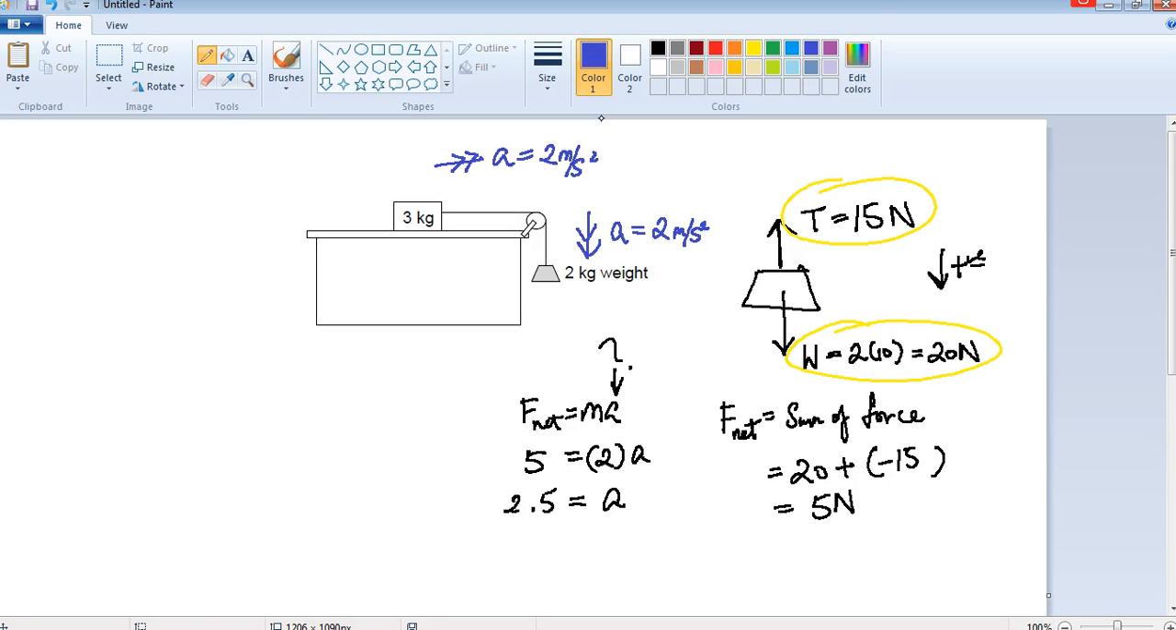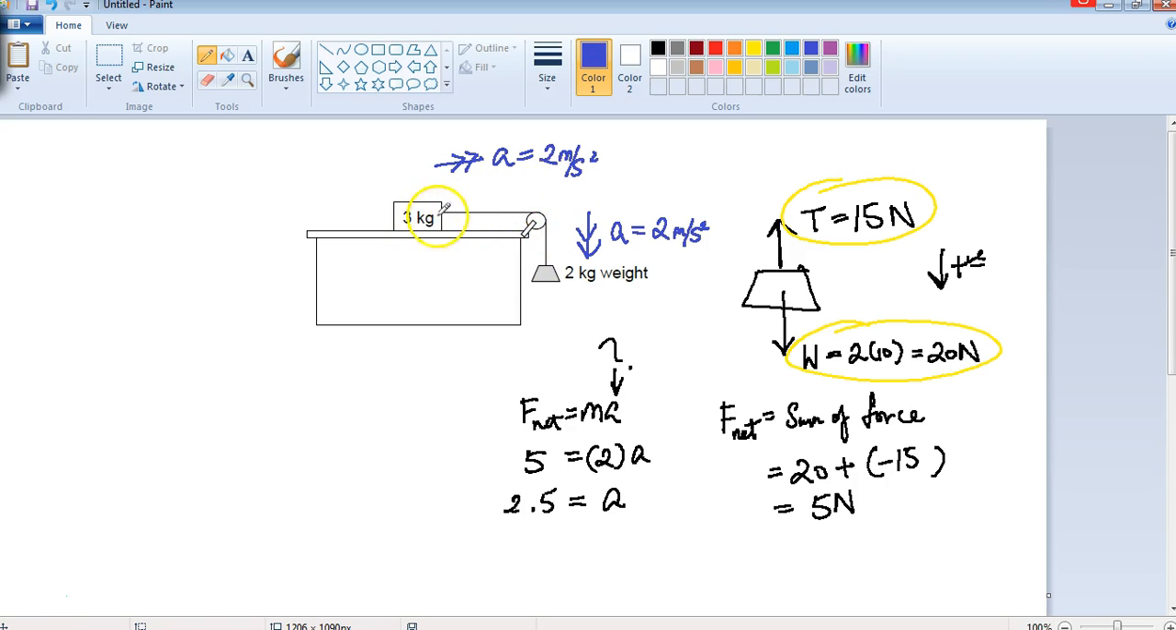Correct? What do I mean? Imagine the 3 kg block is accelerating faster than the 2 kg weight. What happens? The block here will accelerate faster and therefore have a higher speed. And this guy is falling at a slower speed because of the slower acceleration. Remember, they are released from rest. So if the 3 kg block has a higher acceleration, it will definitely achieve a higher speed and therefore cover a greater distance. Because of that, your rope here will not be in tension.